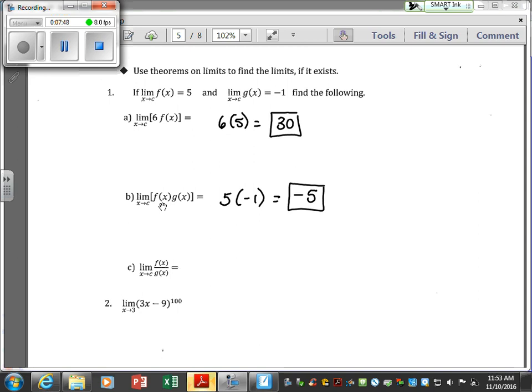Okay, let's do a division one. So if we broke that apart, the limit of our f of x function is 5, and the limit of g of x as x approaches c is given to us as negative 1. So we're just going to get negative 5 in that particular case.